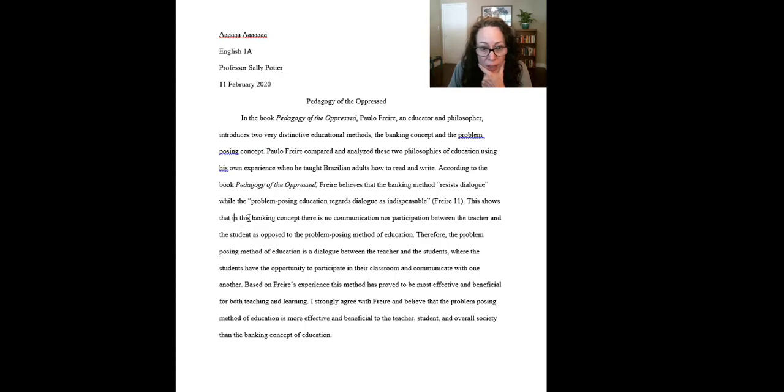This shows that in this banking concept, and she uses the word this, that's perfect, referring back to what she referred to in the sentence before. In this banking concept, there is no communication or participation between the teacher and the student as opposed to the problem-posing method of education. That's great.